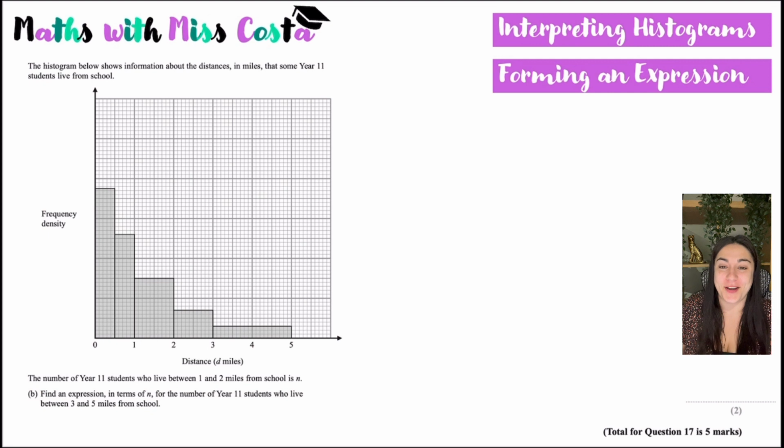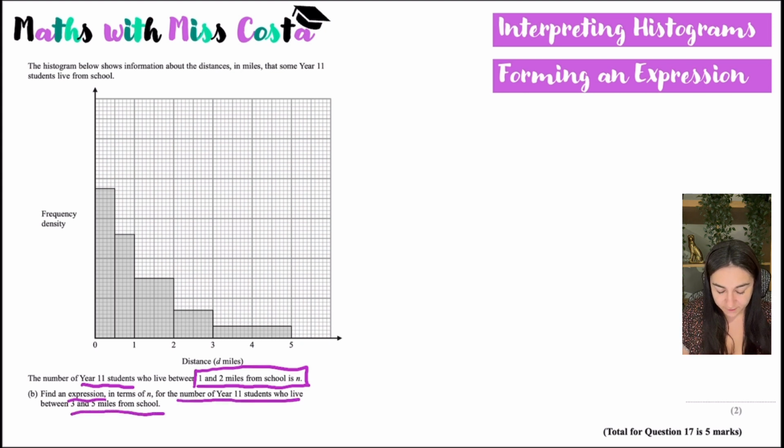Okay, so here we've got another histogram question, slightly trickier this time. But if we just apply all of the information we know about histograms, it's quite easy. So the histogram below shows information about the distances in miles that some year 11 students travel from school. And I know that the number of year 11 students who live between 1 and 2 miles from school is n. And I need to find an expression. So I know that I'm only dealing with algebra. I'm not going to need to find a final value.